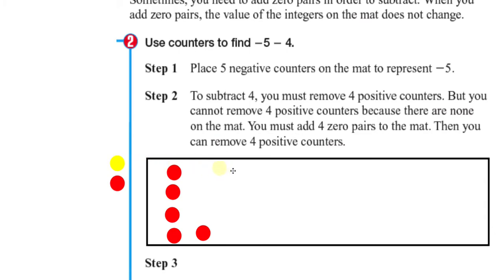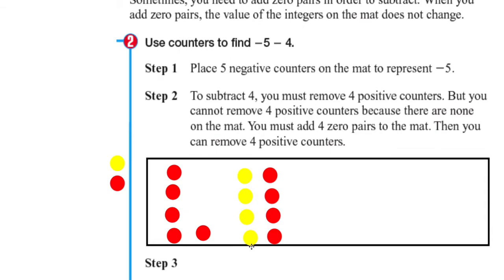So you need to add 4 zero pairs, so that's 1 zero pair. Okay, this is another zero pair. Remember, a zero pair is a positive counter and a negative counter. That's a third zero pair and 4 zero pairs. Now, why are we adding 4 zero pairs? Because we want to subtract positive 4.